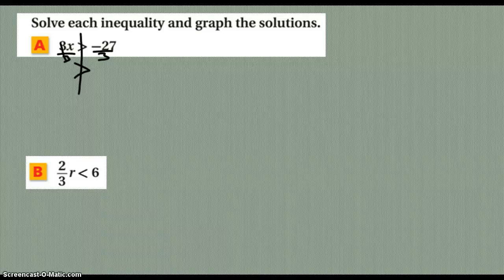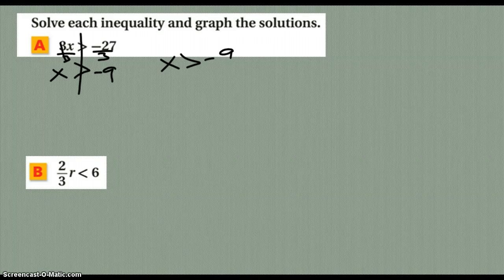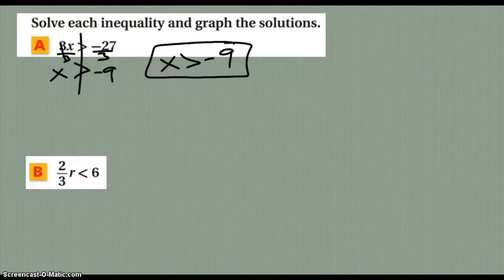Alright, so we can solve these types of problems using that knowledge, just like any other problem that we've dealt with an equal sign. So I'm not going to graph the solutions this time to save some time, but here we would divide by 3 on both sides to get x by itself, and we'd be left with x is greater than negative 9. So not including negative 9, but anything larger than negative 9.